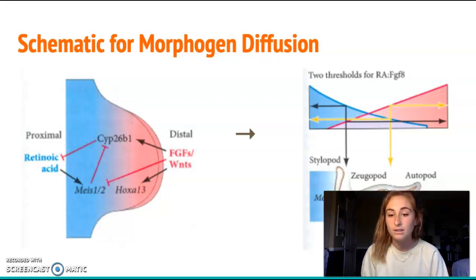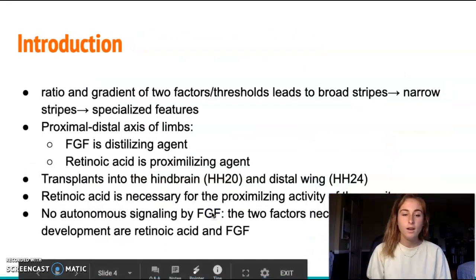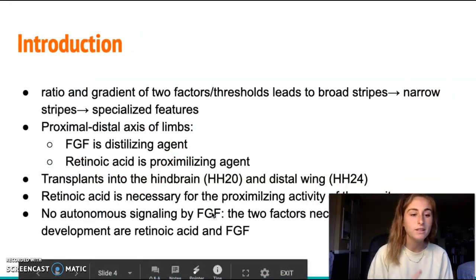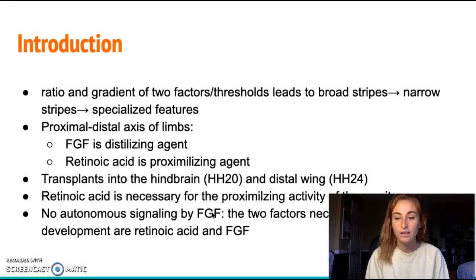So this schematic is super similar to the bicoid nanos graph that we've seen before, where the thresholds determine which genes are turned on and how much of that ratio of retinoic acid to FGF is seen and what that ratio looks like. So with all of that, we have seen this pattern all throughout our development studies. Ratio and gradient of two factors, in this case retinoic acid and FGF, and their thresholds lead to broad stripes, which lead to narrow stripes, which lead to specialized features.